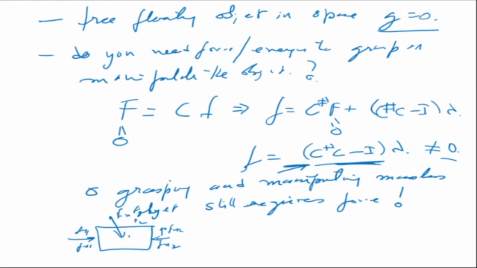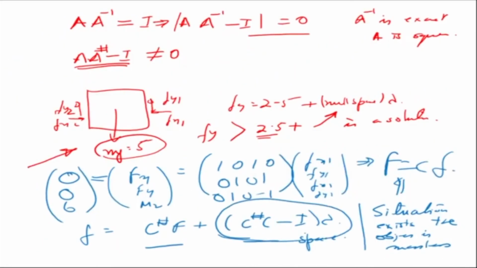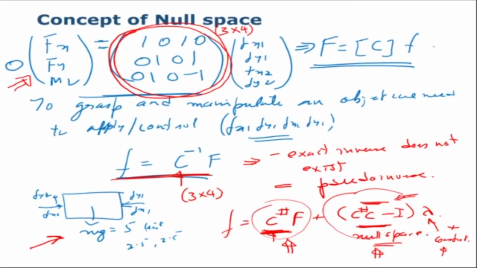Can we guess that? Say for example, suppose this is equal to 0, Fx, Fy, Mz is equal to 0. So what will be this part? Can you guess? This is the definition of grasp. What is the definition of grasp? The definition of grasp means that there must always be positive forces in the null space to maintain grasp.